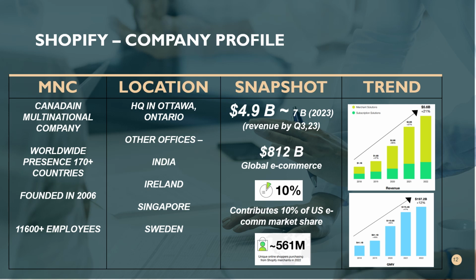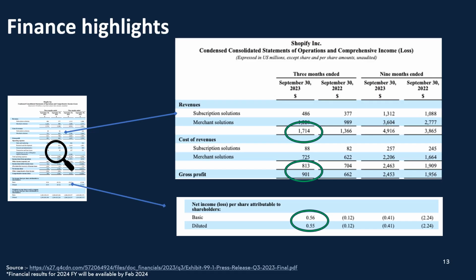And if you see the trend, by 2022 they have reached around 5.6 billion, and definitely the graph is going to go upwards by 2023. Similarly, we see a positive trend for GMV as well.